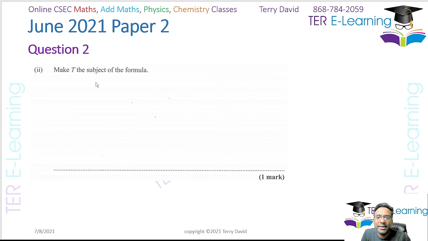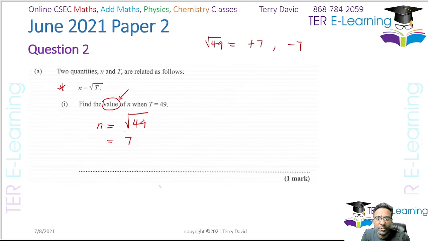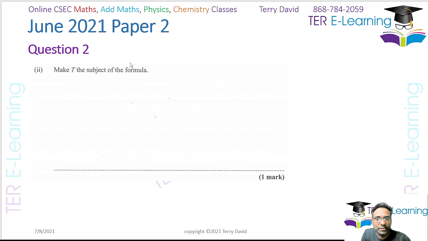The second part here, they want to make t the subject of the formula. This is one of the easiest change-the-subject-of-the-formula questions I've seen in a while. So the question is this: n is the square root of t, and you want to make t the subject of the formula. I can write this over as the square root of t is equal to n. That's true. And if you have a square root sign, the easiest way to get rid of a square root sign is to square both sides. So you're going to square the left-hand side, and you're also going to square the right-hand side.